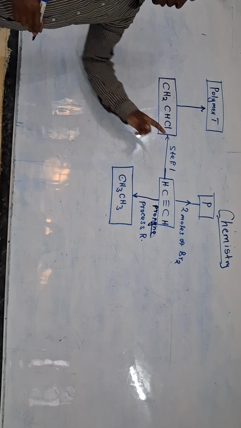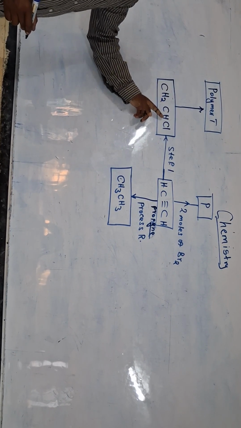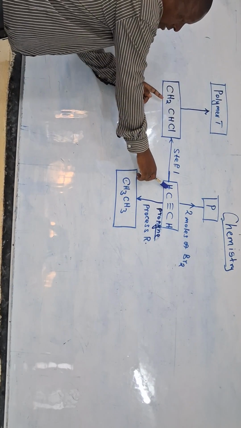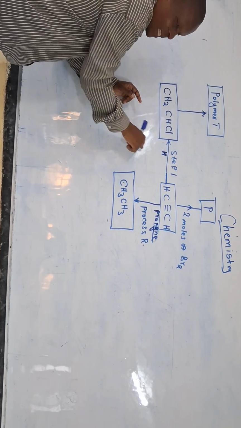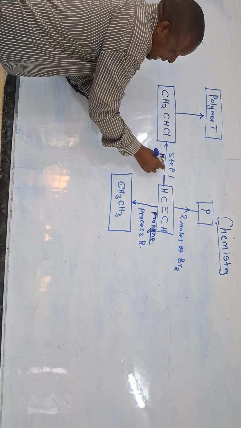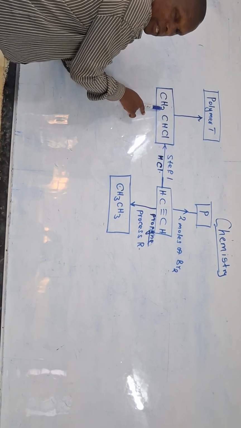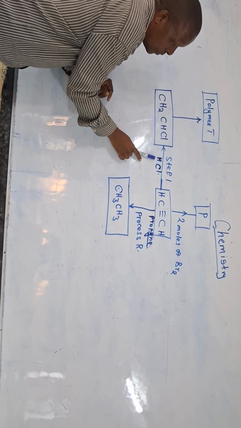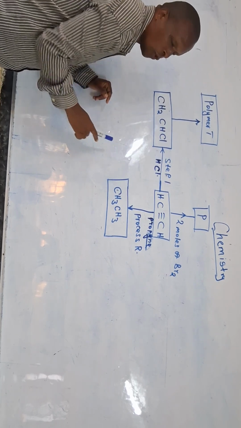Then we are having step 1. The compound formed is having 2 hydrogens and 1 chlorine. Here we are having 1 hydrogen. So it means here we have added hydrogen, and then there is also chlorine in that compound. So what is being added is hydrogen chloride. Because here we had 1 hydrogen, but here we are having 2 hydrogens. Here we had no chlorine, but now we are having chlorine. So it means we are adding hydrogen chloride.